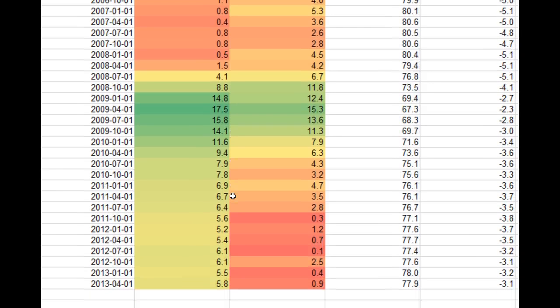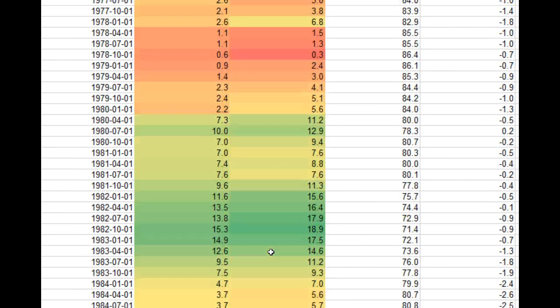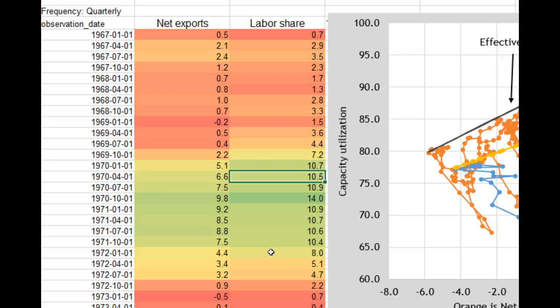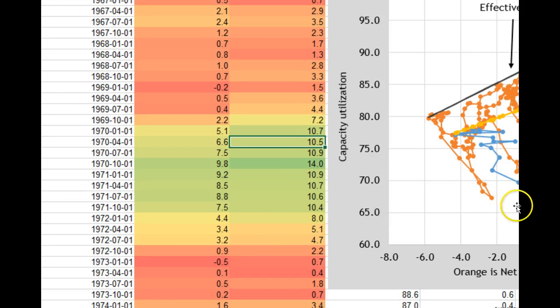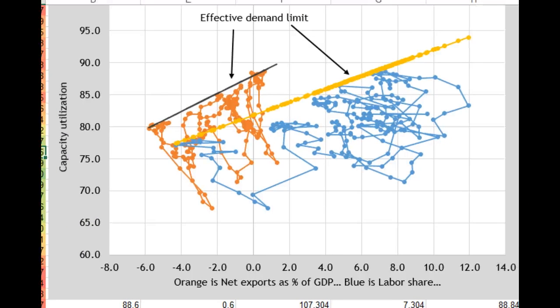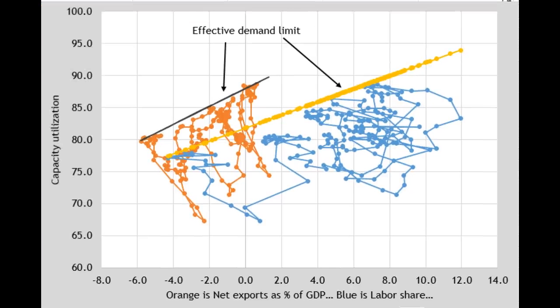during the crisis. But then you have this split right now where net exports is not getting close to the effective demand limit, and labor share is. Now, why would that be? Let me come back over here. And why would that be? It's because labor share is hitting the effective demand limit right now. These blue dots right here against the yellow line, that's labor share hitting the effective demand limit.